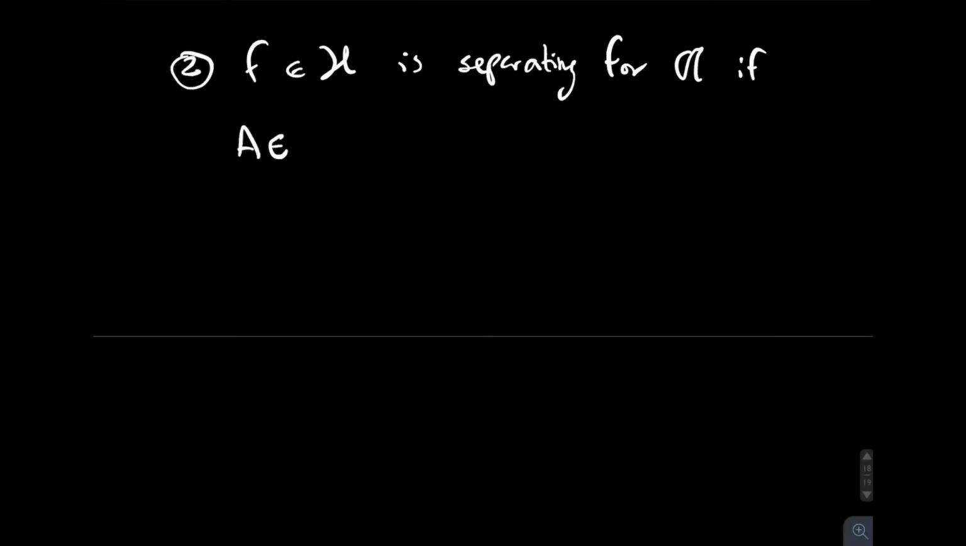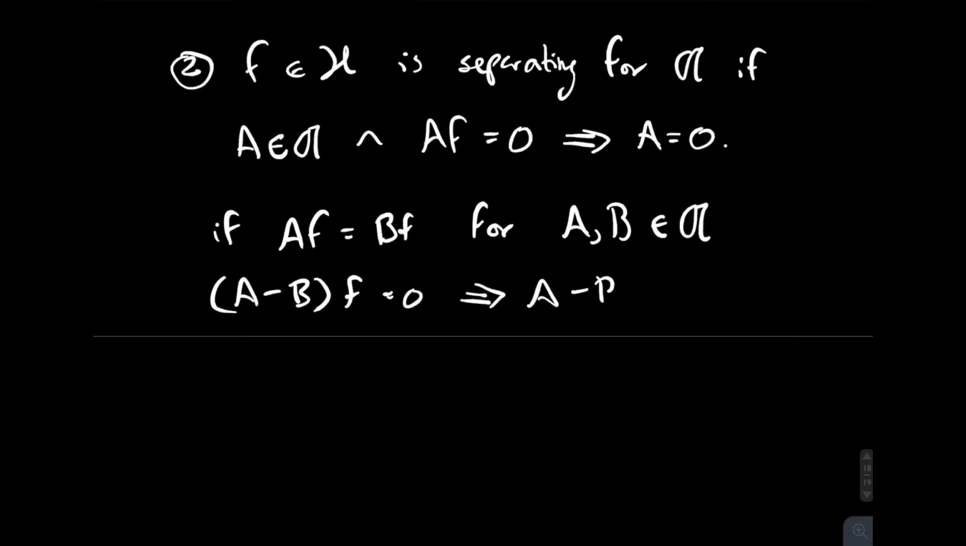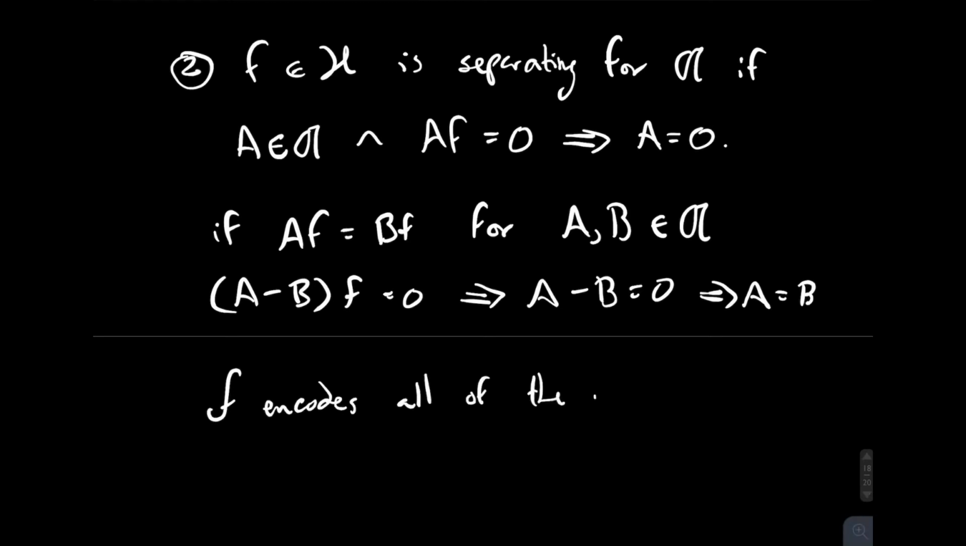Now, for a second definition, we'll say that f in H is separating for the family 𝒜 if, for every operator A in 𝒜 that sends f to 0, we get that A was actually the 0 operator. Now this is a particularly powerful property to have, because if A and B act on f in the same way, then we get that A minus B is 0, that is, A equals B. So you can think of f as encoding all the information of the subalgebra 𝒜.